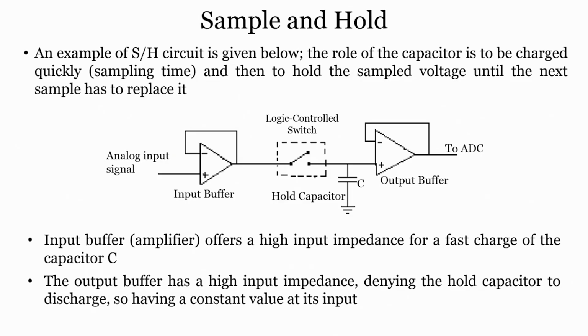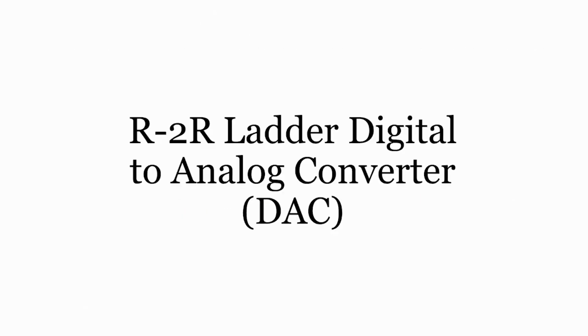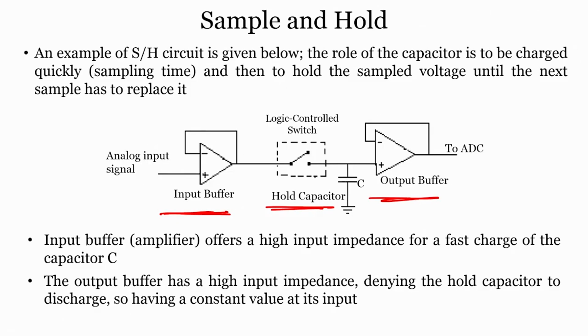Now, an example of a sample and hold circuit is given below, and the role of the capacitor is to be charged quickly during the sampling time and to hold the sample voltage until the next sample replaces it. That is the role of the hold capacitor. So, when you sample an analog signal, you have to hold it on the capacitor and then resample. The input buffer amplifier offers a high input impedance, which is right over here, for a fast charge of the capacitor, and the output buffer, which is right over here, has a high input impedance, preventing the hold capacitor from discharging, so a constant value is kept at the output. That is the role of the two buffers, input and output, across the capacitor.